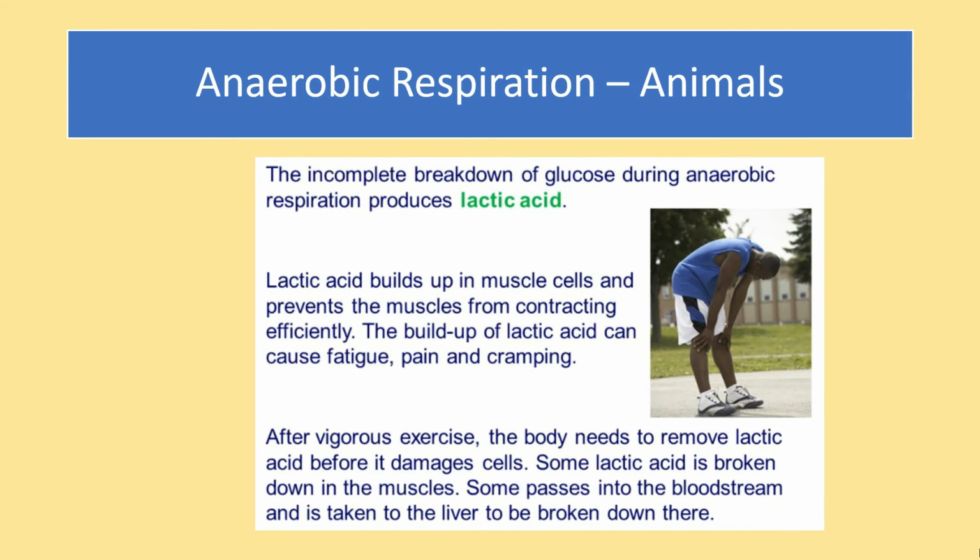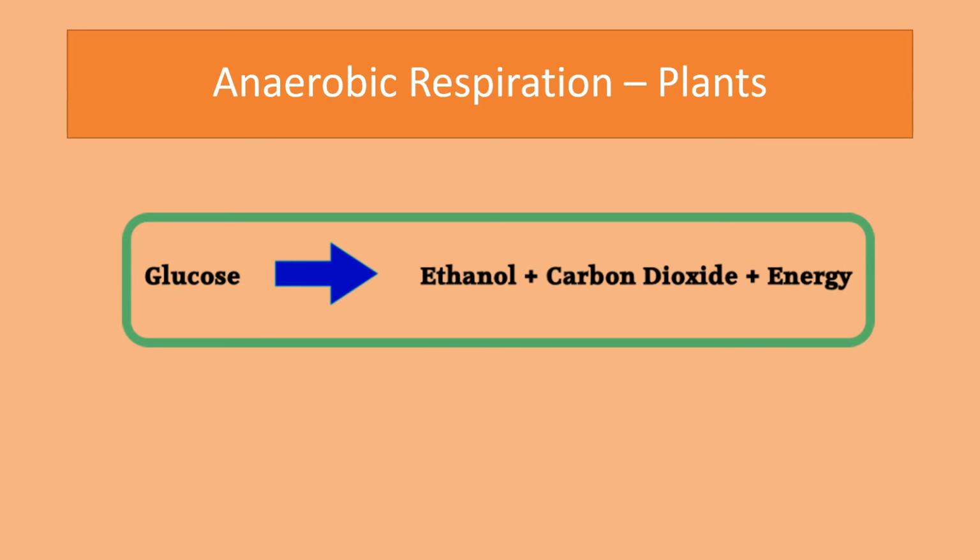So the incomplete breakdown of glucose produces lactic acid, so this builds up in the muscle cells and it stops the muscles from contracting efficiently. This causes fatigue, pain and cramping. So what you need to do is repay what we call an oxygen debt. So to break down that lactic acid, you have to breathe deeply and get lots of oxygen into your body.